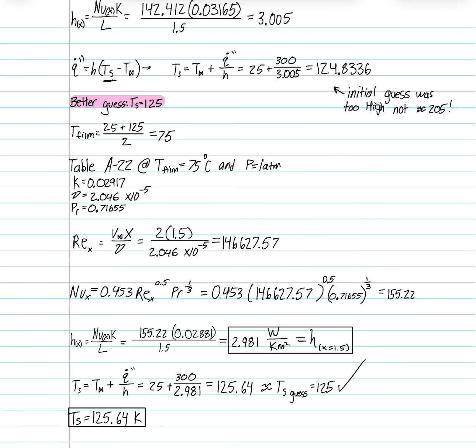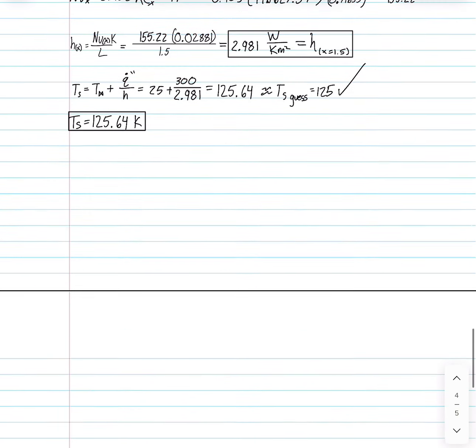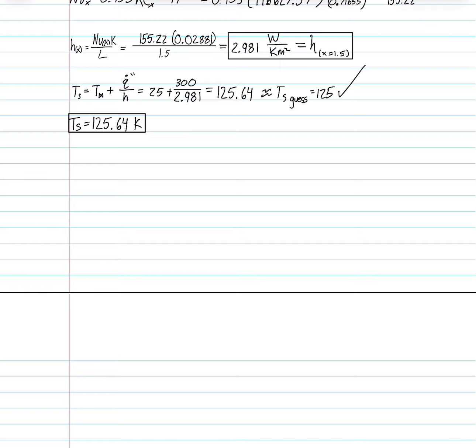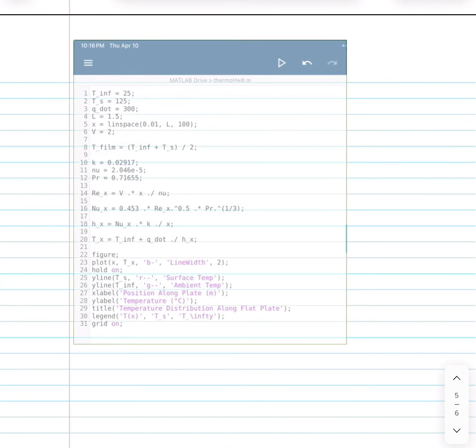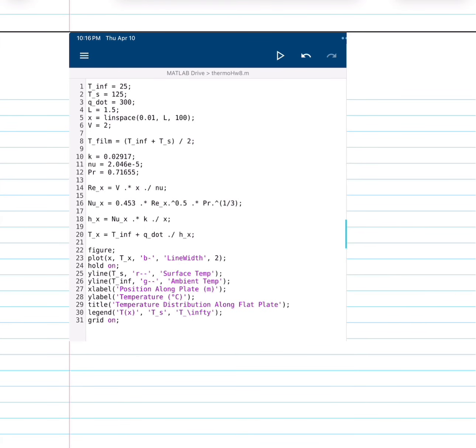So again, just make an initial guess about 100 or 200 off. Usually just make a guess that's 100 more than the ambient temperature. Solve for the heat transfer coefficient. Use the known heat flux to resolve for the surface temperature. And then make sure that they're about equal to your guess.